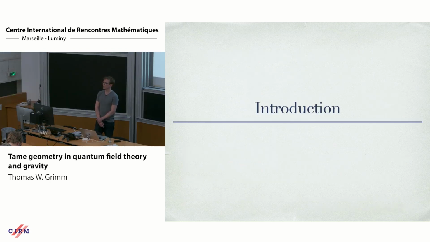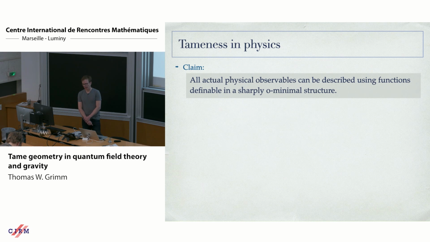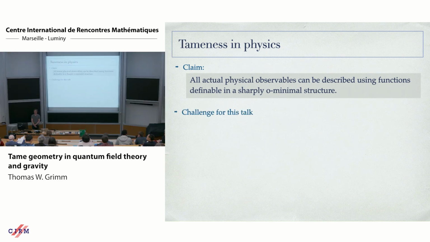Okay, I will start with the introduction. I begin with a claim. Maybe you can say this is a sort of gut feeling, but I want to use this talk to substantiate this, to give evidence for this claim. And this claim is that all actual physical observables can be described using functions that are defined in a sharply o-minimal structure. Okay, it's a bold statement, but let's see how far we can get with that.